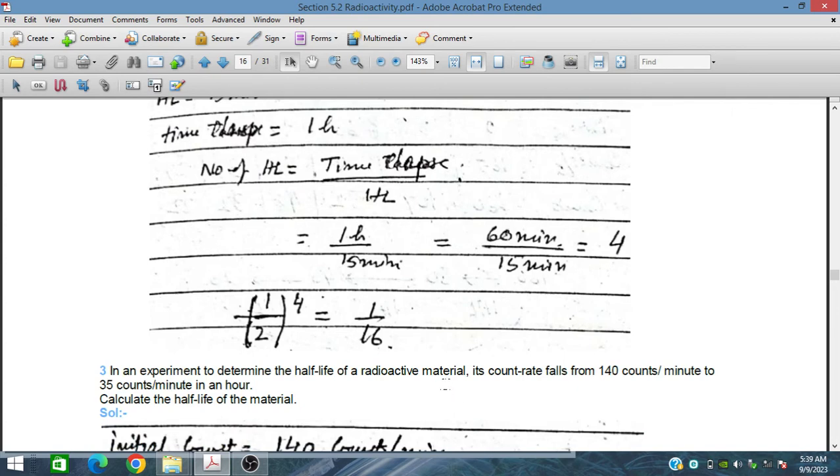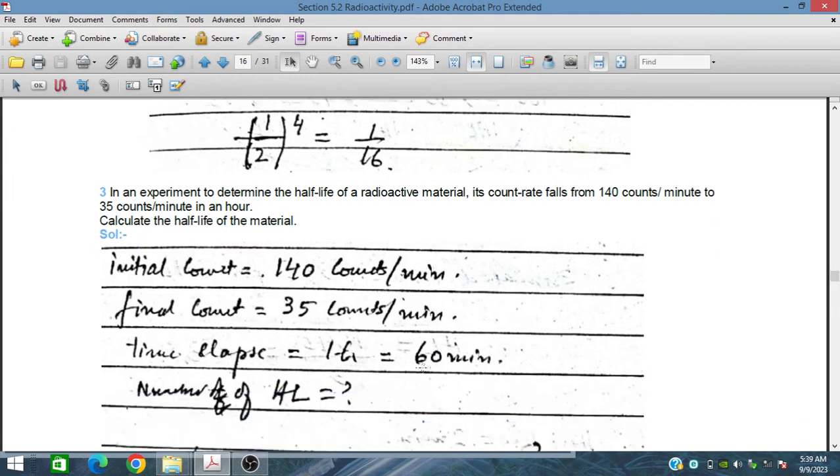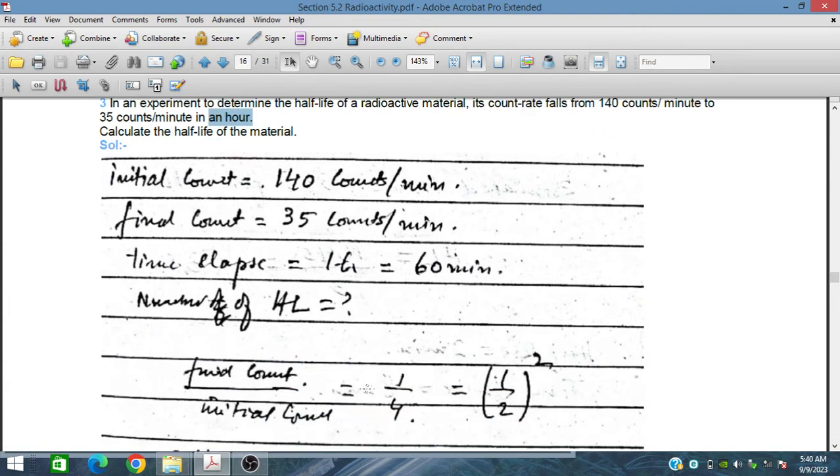In an experiment to determine the half-life of a radioactive material, its count rate falls from 140 counts per minute to 35 counts per minute in an hour. Calculate the half-life of the material. The initial count was 140 counts per minute, the final count was 35 counts per minute, and the time elapsed is 1 hour.